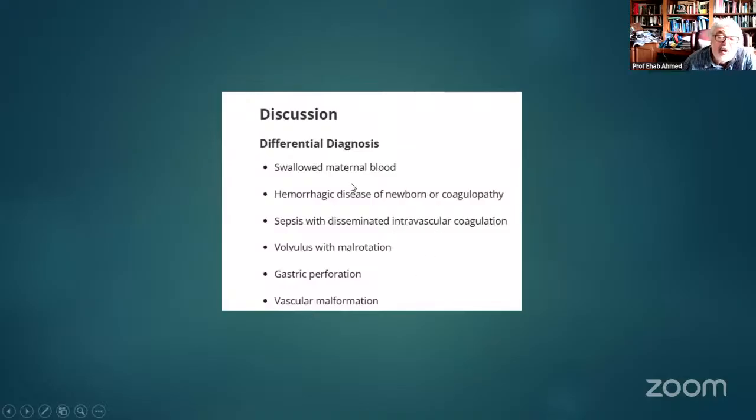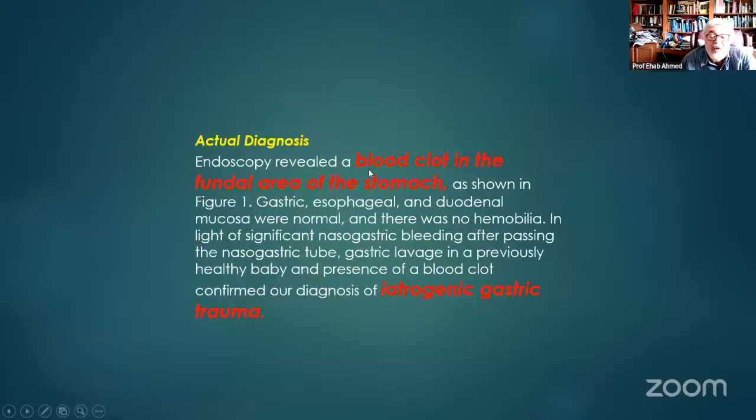So we didn't mention the actual diagnosis, and this was noticed when they did the scope. When they scoped this baby, they found a blood clot in the fundus of the stomach. And it is iatrogenic. And be careful, because we do hundreds of NG tubes every day, either for diagnostic purposes or for feeding of the baby.